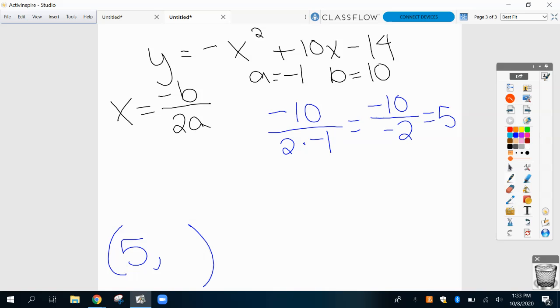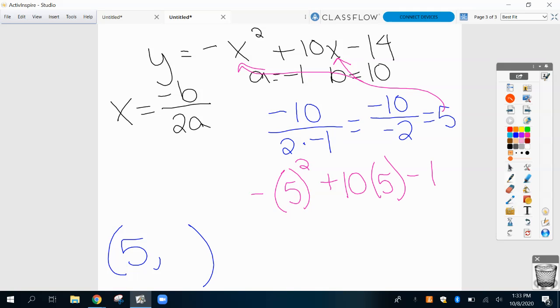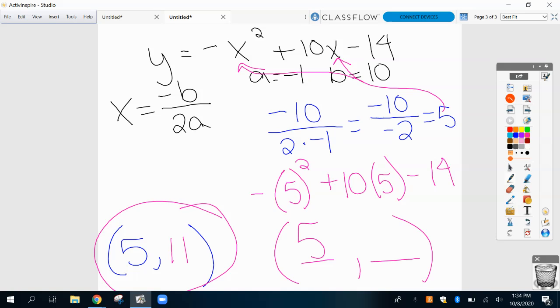To find our y value, we are going to have to plug that back in for both of the x's. So we'll say negative. Again, the only thing that goes in parentheses is the number that we are plugging in. So don't put that negative in parentheses because it was part of the equation. And then you can just use your calculator to help you. So negative parenthesis 5 close parenthesis squared plus 10 times 5 minus 14. And our calculator tells us 11. So on your quiz, you will see a blank, comma, a blank. So you would type in 5, and then you would type in 11.